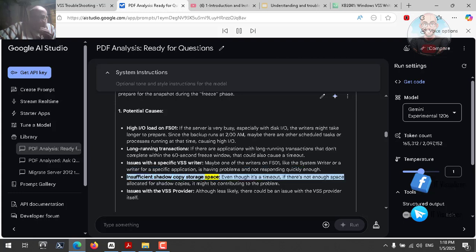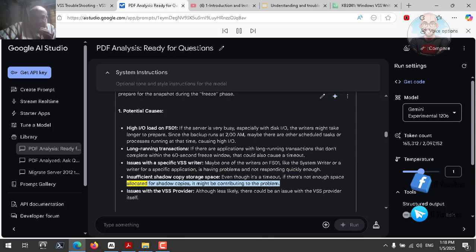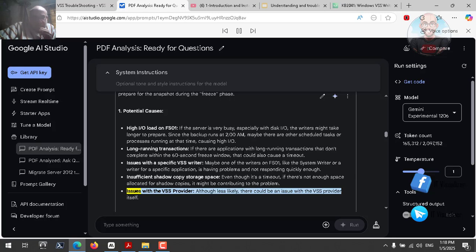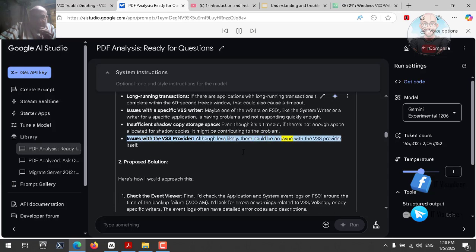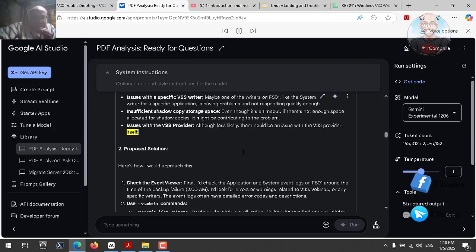Insufficient shadow copy storage space. Even though it's a timeout, if there's not enough space allocated for shadow copies, it might be contributing to the problem. Issues with the VSS provider. Although less likely, there could be an issue with the VSS provider itself.